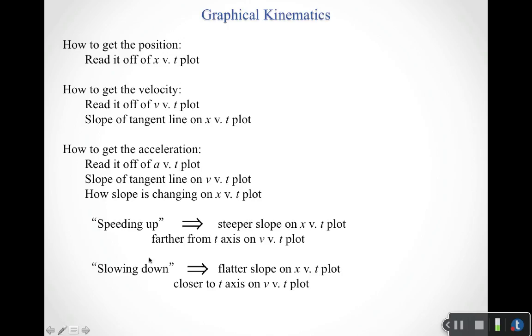And again, we'll look at some plots in class and really try to make sense of these, figuring out what's going on with the position, velocity, and acceleration from looking at position, velocity, and acceleration graphs versus time.